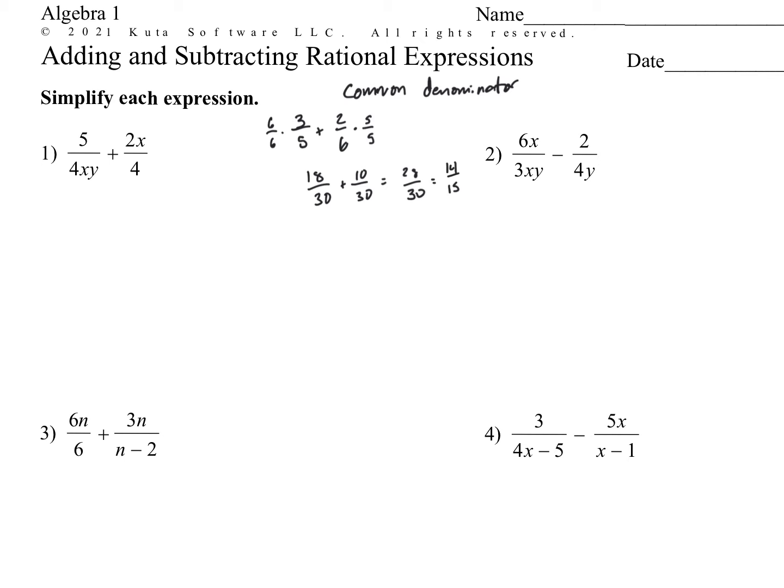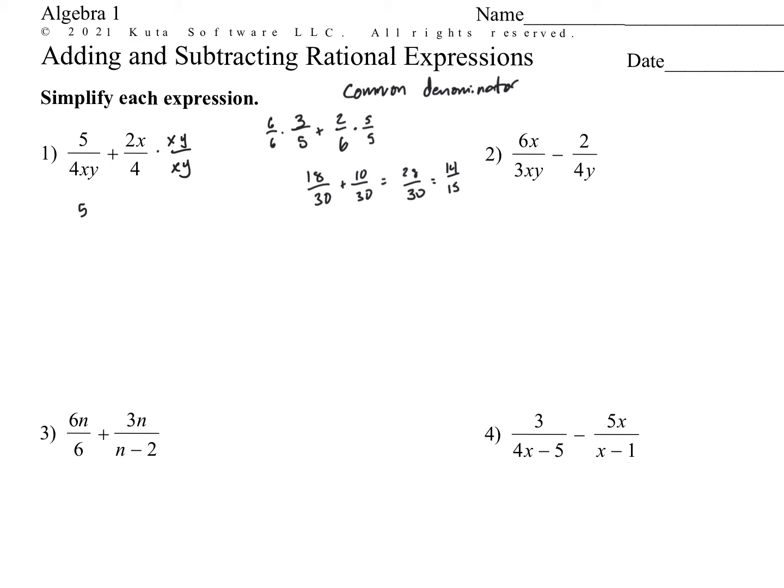We have, on the one hand, 5 over 4xy. On the other one, we have 2x over 4. Now, don't get too excited and start simplifying your 2 and your 4 because we need a common denominator, and this one has a 4. So that means we need a 4 in the other fraction. So instead, I'm going to multiply this fraction over here times xy over xy.